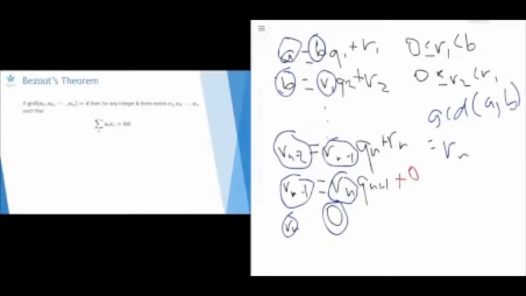So this encompasses Bezout's theorem, which states that if A of 1, A of 2, all the way to A of n are integers such that their GCD is d, then for any integer k, there exist integers x1, x2, all the way to xn such that the sum over all i of A of i times x of i is equal to k times d. So essentially, all possible values of that sum are the integer multiples of d.